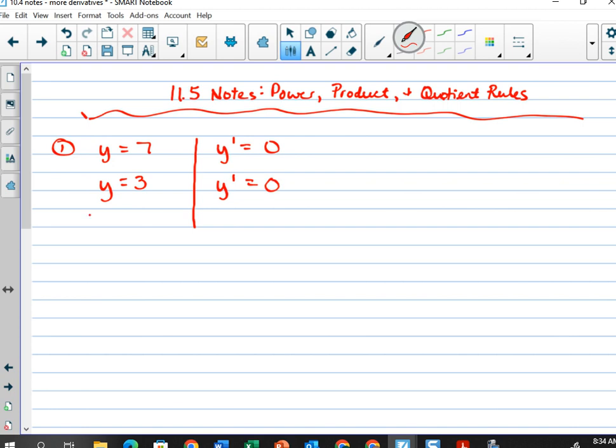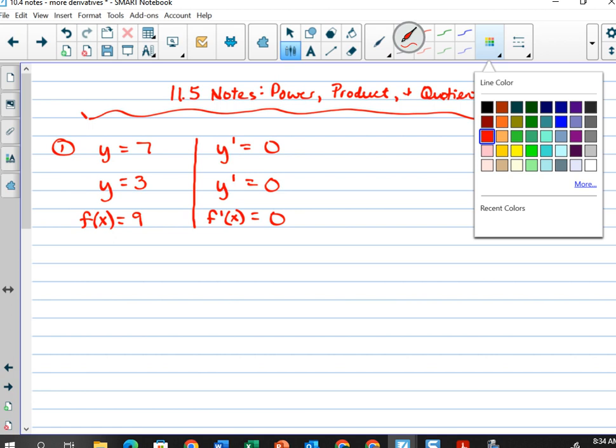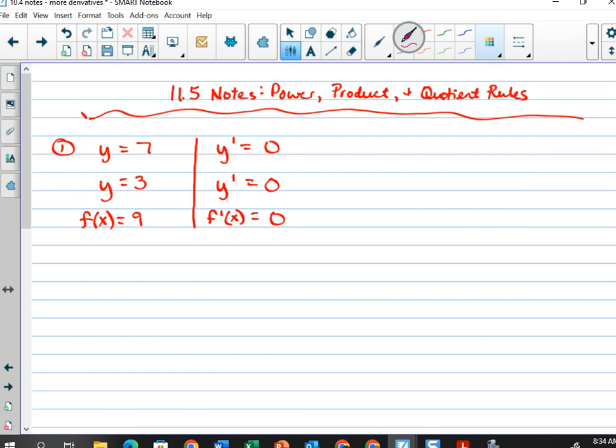0. Let's say f of x is 9. What is f prime of x? 0. Okay, you're catching on. First rule is 0. Everything is 0, because it's a straight line. Yeah, you got it. Constant rule. I know that's not in the title. If you're given f of x equals some constant, f prime of x will always equal 0.